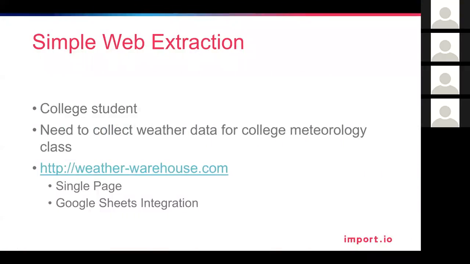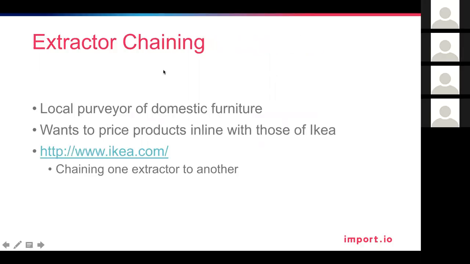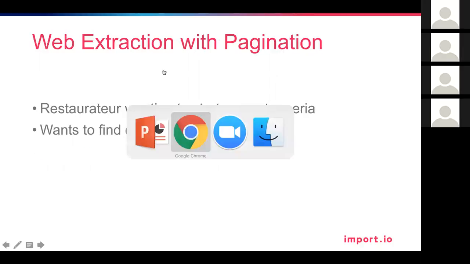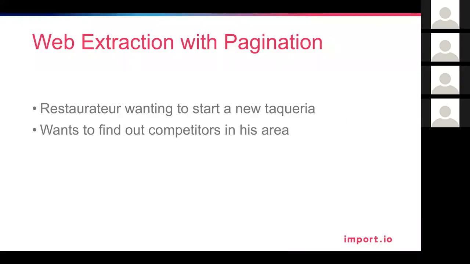All right, so for our next scenario, we're going to do what we call web extraction with pagination. I hinted to this earlier that there are some sites where there'd be multiple listings of items, and you want to get successive pages of those. In this particular case, we're going to use Yelp, because I'm a restaurateur who's looking to start a new taqueria. I really want to find out what my competition is in the area, so I'm going to search where I live in San Jose, and see what other taquerias are in place.